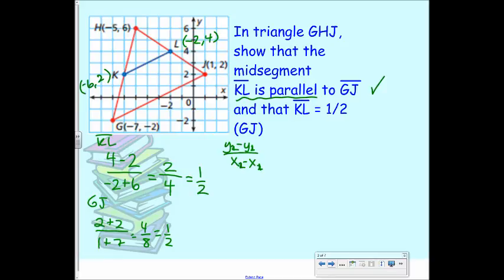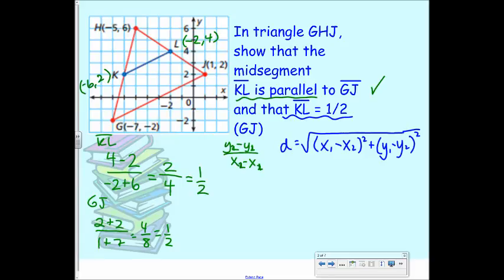And then the last part says that KL is half of GJ. So how can I prove that? Almost, not the midpoint. What's the distance formula? D equals the square root of x1 minus x2 squared plus y1 minus y2 squared. Okay, so give me that for KL.